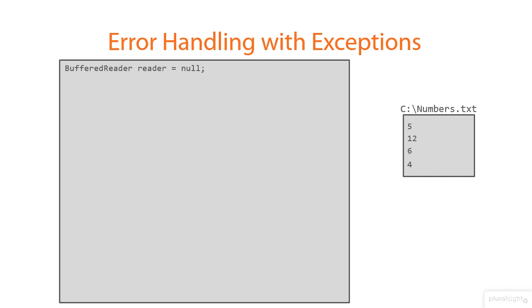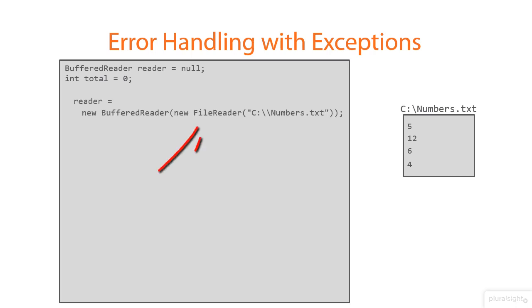And the BufferedReader provides an efficient way to read content. We'll also have a variable called total that will hold the total of the numbers that we add up. So we'll go ahead and create an instance of our BufferedReader. Now notice our BufferedReader uses a FileReader. Now a FileReader is a built-in class that takes care of the details of reading content from a file.